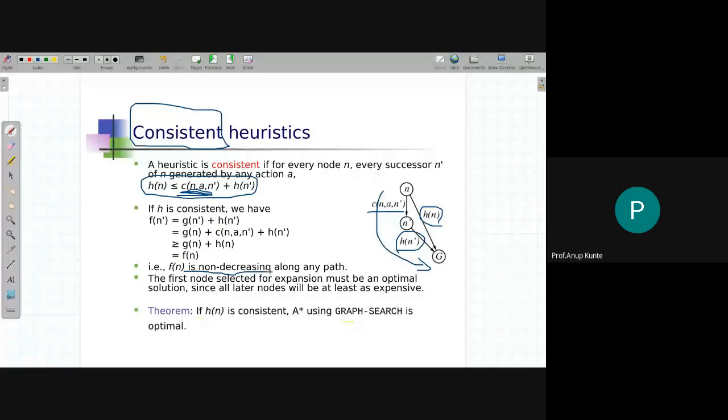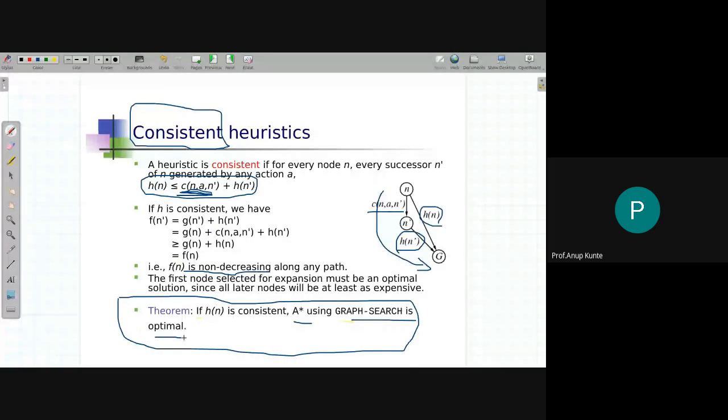Okay. First node selected for the expansion must be an optimal solution, since all the later nodes will be at least as expensive as this node, and this is why, if h n is consistent, and this theorem is very important. If h n is consistent, h n अगर consistent है तो A star algorithm जो graph search algorithm पे based आपने किया है is going to be optimal. That is why we need to understand the concept of consistency.